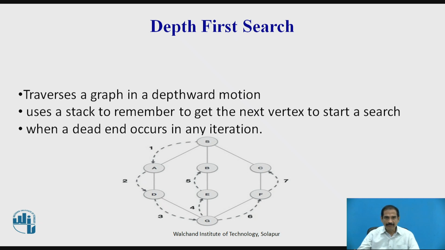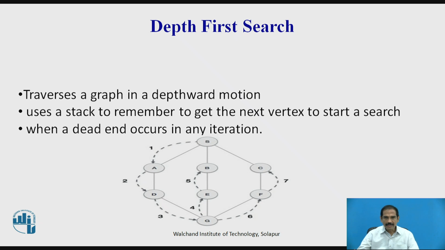The next algorithm we go for is depth first search, where we traverse a graph in a depthward motion. Here, instead of a queue, we use a stack to remember and to get the next vertex to start a search when a dead end has occurred in any iteration. We know that the stack goes by FIFO.